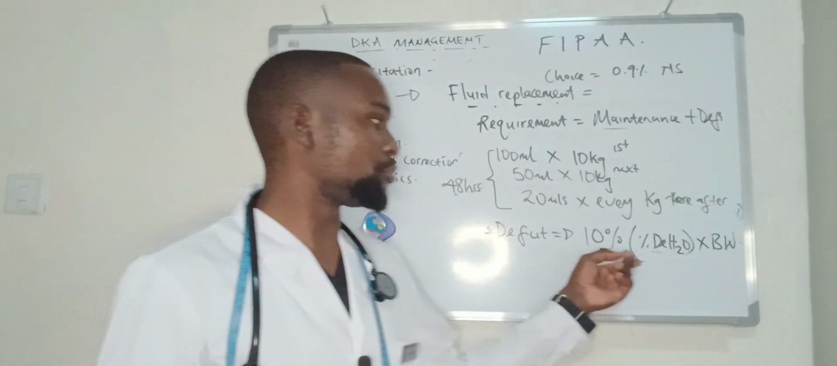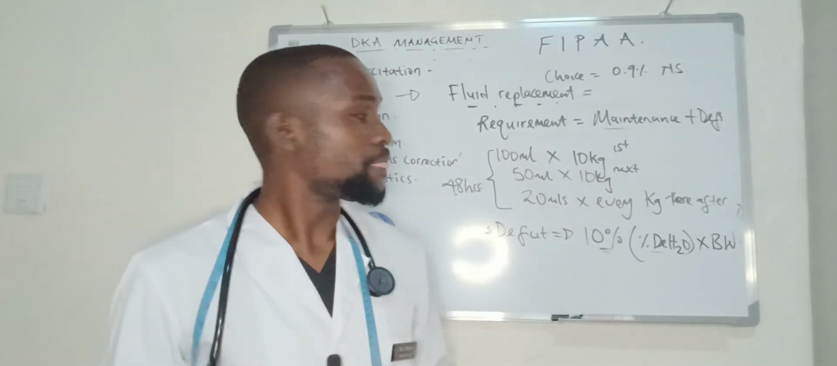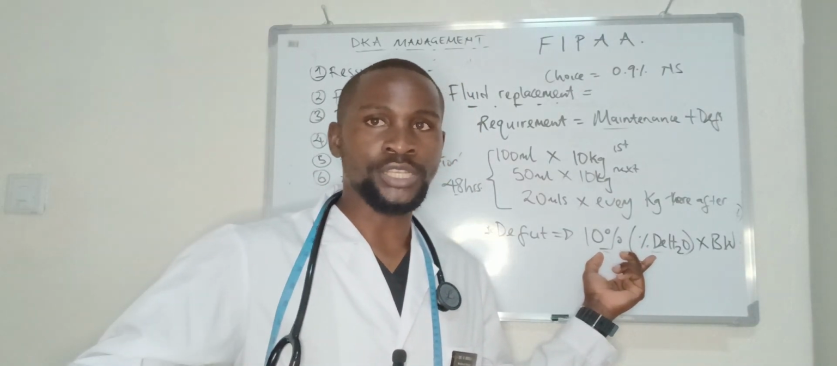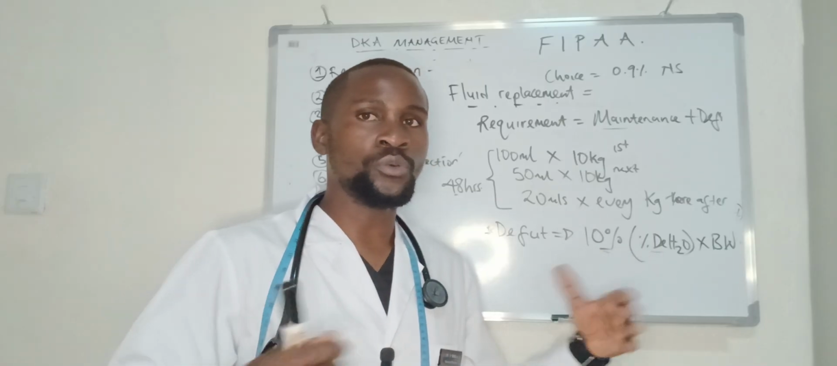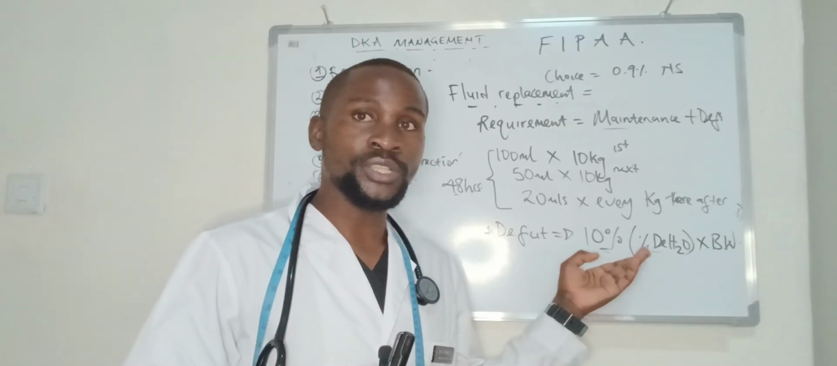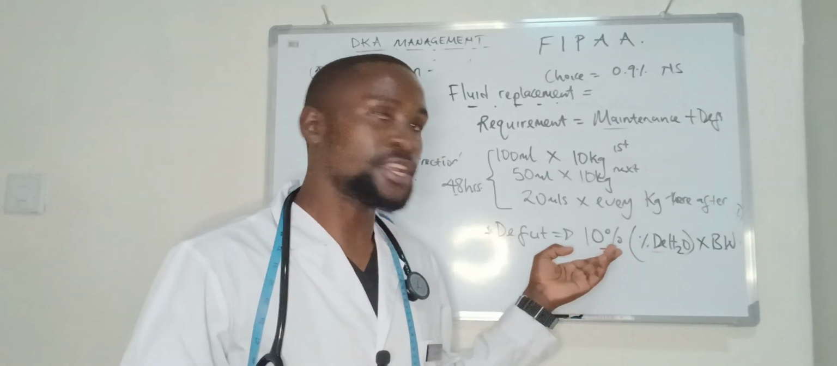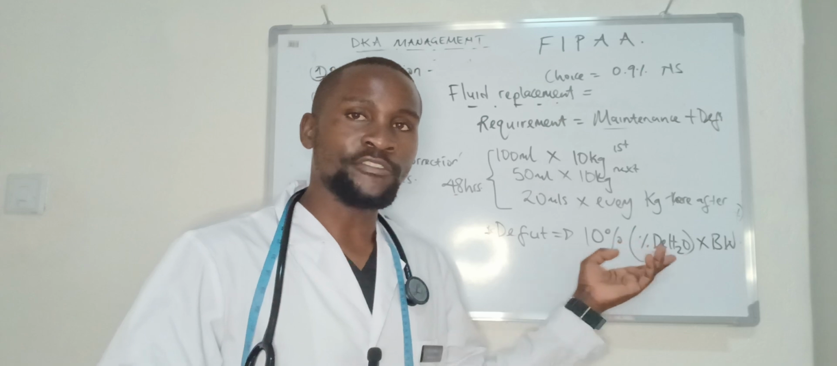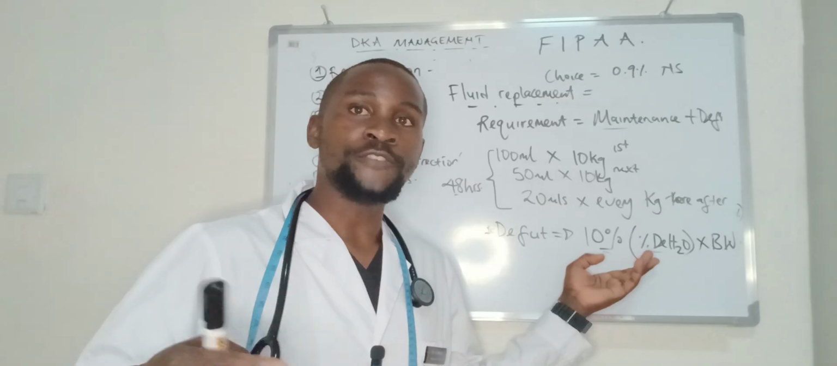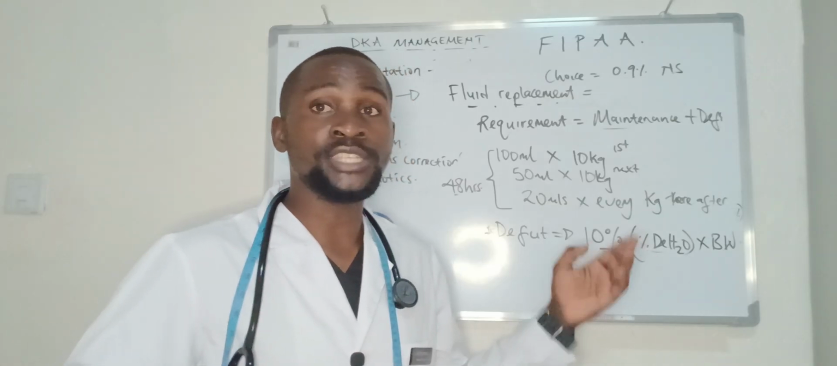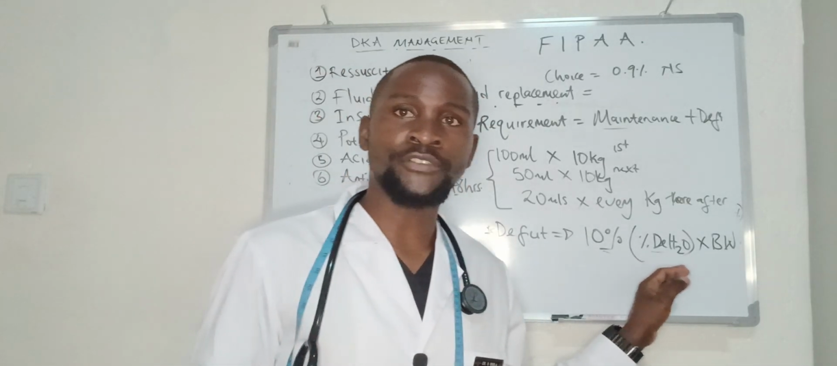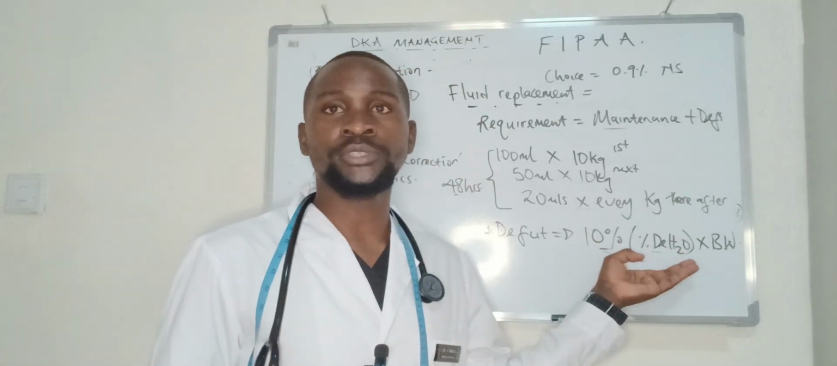The percentage dehydration we're going to be using is usually 10%, because it's severe dehydration. Remember that when you check dehydration status, those with no dehydration may be below 5%, then 5 to 10% for those that have some dehydration, and 10 and above for those that have severe dehydration. In this case, we assume they have severe dehydration, so the percentage dehydration becomes 10%.